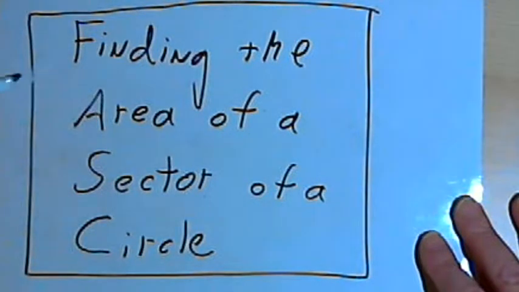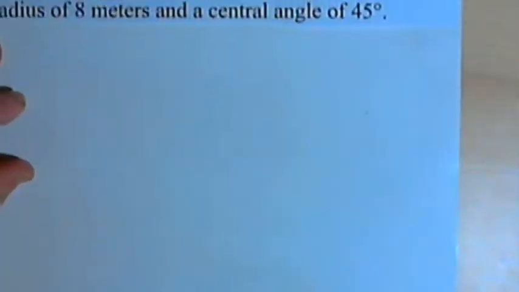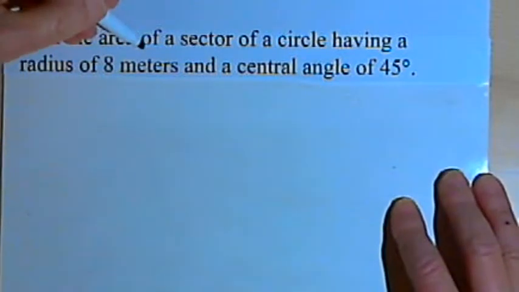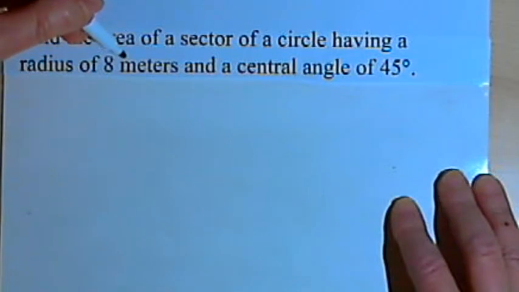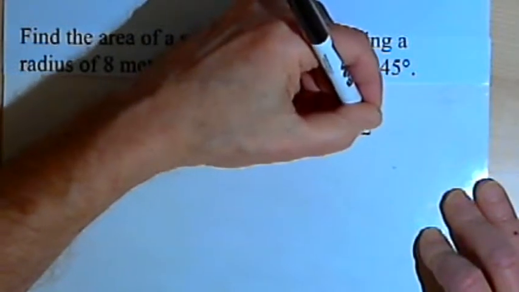And in this video, I want to show how to find the area of a sector of a circle. Okay, let's take a look at a problem and see what this is about. So your problem might be something like this. Find the area of a sector of a circle having a radius of 8 meters and a central angle of 45 degrees. Okay, let's draw a picture.